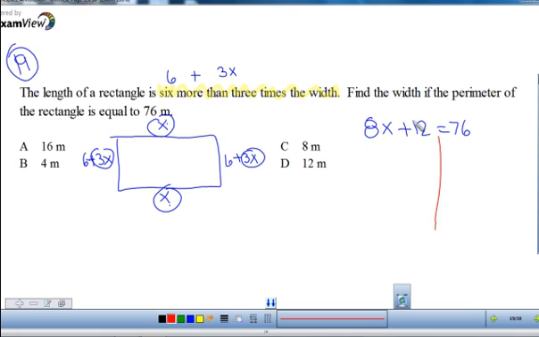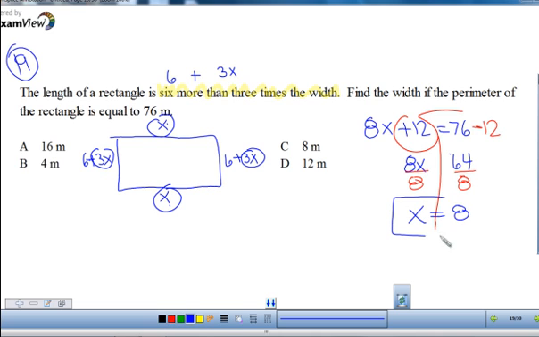We're going to draw our line. Subtract 12. So 76 minus 12 is 64. Bring down the 8x. Divide by 8. So 64 divided by 8 is 8. So the width of the rectangle is 8 meters.